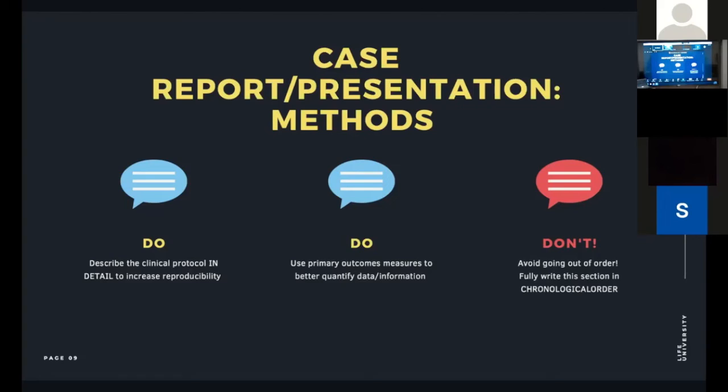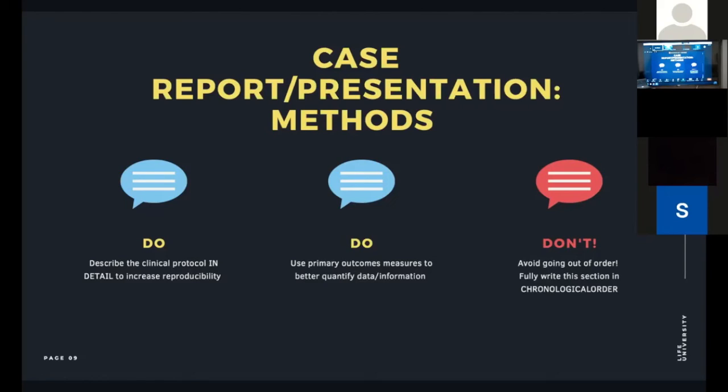But it's really important to do that because, again, if someone wants to reproduce that 5 years from now and survey chiropractors 5 years after COVID, they know exactly what I did down to the very last letter so they can reproduce that effectively. Another major do with this section is to use primary outcome measures.